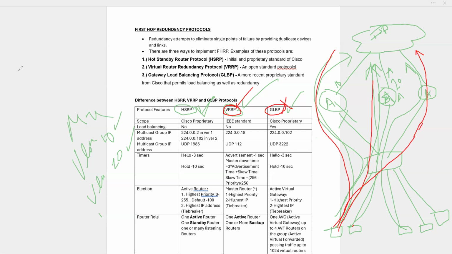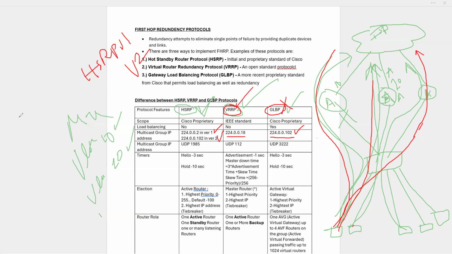Here we are using the multicast IP address 224.0.0.2 for version 1. In HSRP we have two versions, version 1 and version 2. Version 1 uses the multicast IP address 224.0.0.2, and 224.0.0.102 is for version 2. And this is the VRRP multicast IP address and this is the GLBP address. GLBP and version 2 are both the same, don't confuse it.